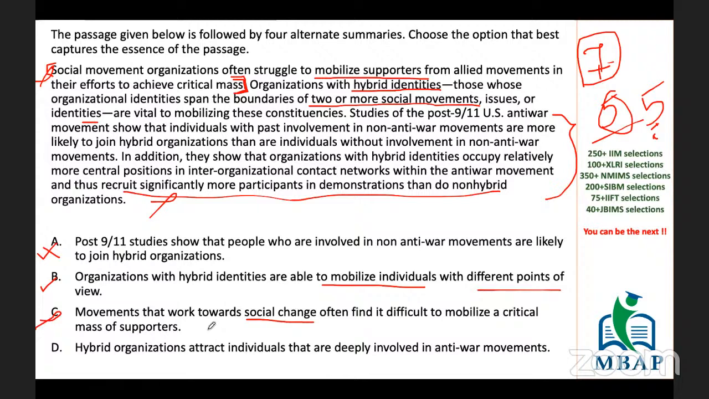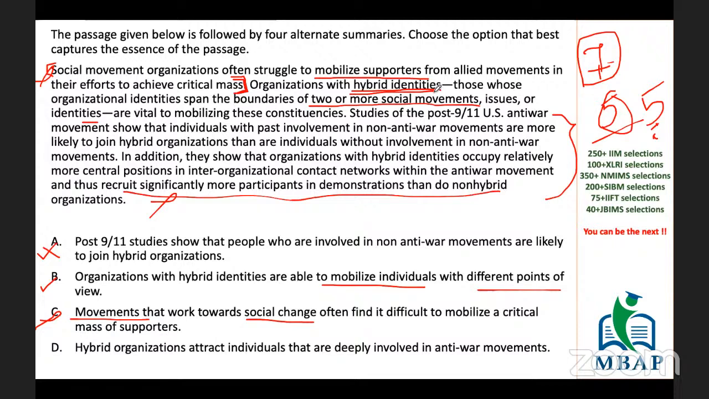Because ये वो information दे रहा है जो given ही नहीं है. Okay, moreover ये movements की बात कर रहा है, ये भी तो movement ही conduct कर रहे हैं, but they are getting people. Then you need to specify something that okay, these are the type of movements who are not getting mobilized a critical mass of supporters, right? So this is too vague, incomplete, and distorting the fact as well. Hybrid organizations attract individuals that are deeply involved in anti-war movement. Okay, can this be the answer?